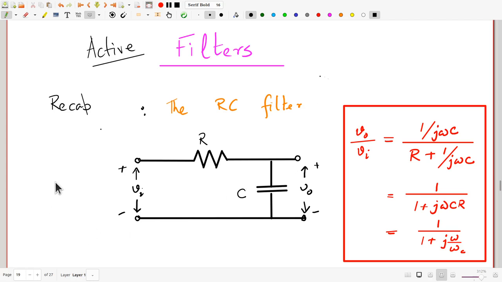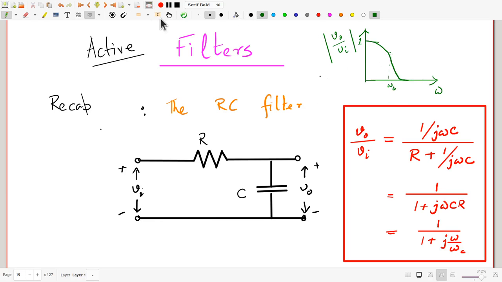Now, while this is perfectly good as a low pass filter, it may not be good enough for the particular application you have in mind. Let me just try to give you a crude sketch of the output. Here, if you were to plot the VO by VI amplitude ratio against frequency, of course you have nearly 1 at low frequencies when omega is near 0, falls off to around 70%, 1 by root 2, at omega equal to omega C, and then it trails off.